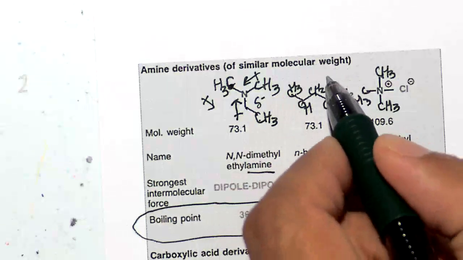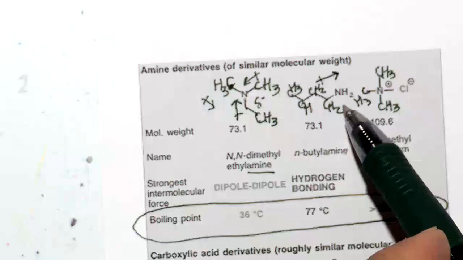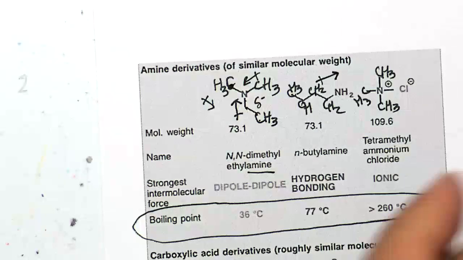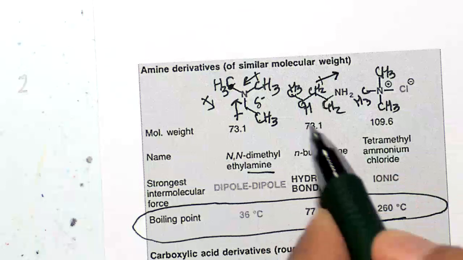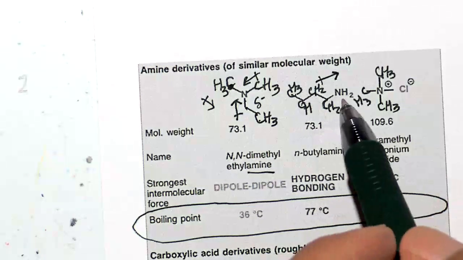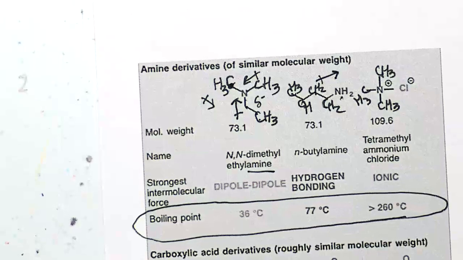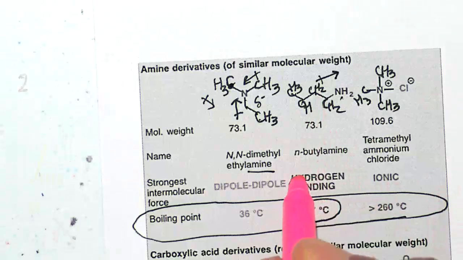What about this one? Can this hydrogen bond? We have not just an NH, but an NH2. This nitrogen is bound to this carbon, and can it hydrogen bond? By virtue of the NH, it can hydrogen bond. So what reflects the higher boiling point? The fact that it can hydrogen bond.